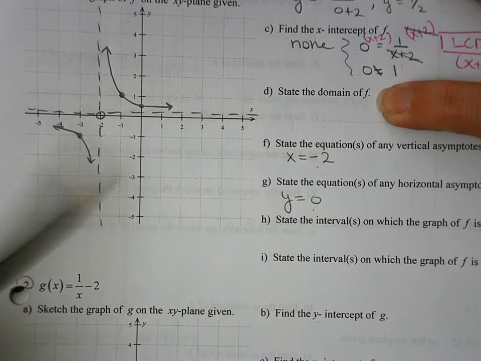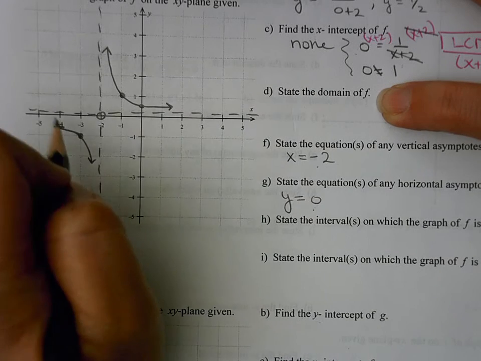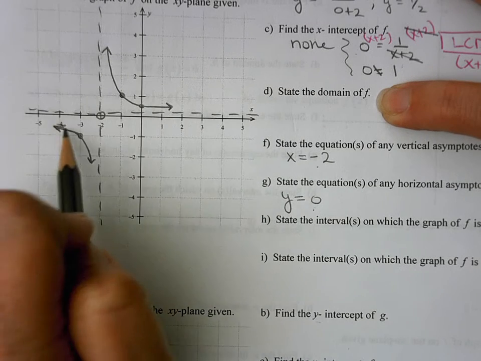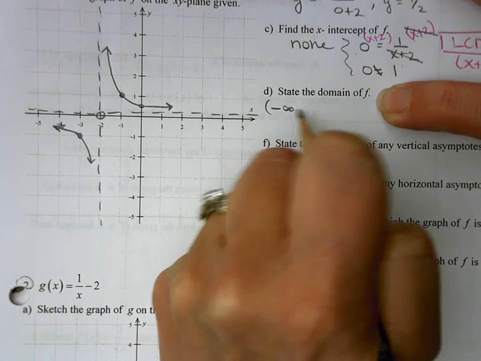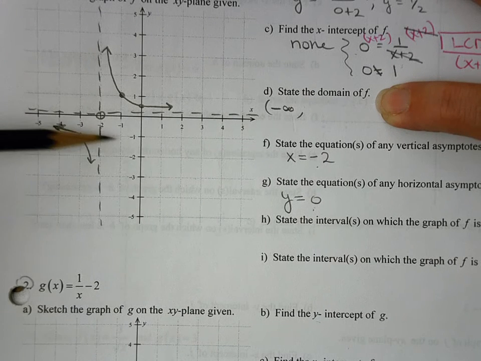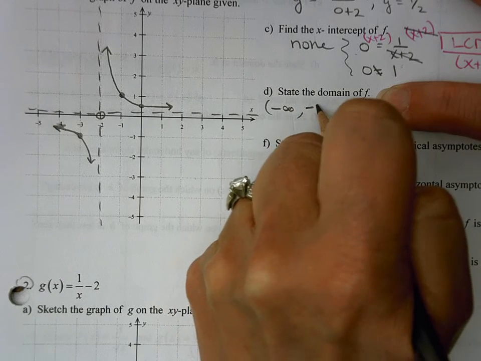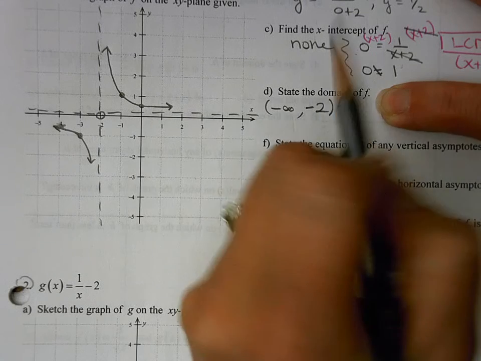So I'm going to look at this branch first. For the domain, I want to know how far left the graph is going. It has this arrow pointed to the left, so that means it's going forever to the left, which would be negative infinity. As far as this branch going to the right, I know it's going down forever, but it doesn't get to go right forever because of the asymptote. The asymptote is acting as a barrier, so it doesn't allow it to go anything past -2. So it can go up to -2 and not equal it, so we use that parentheses.